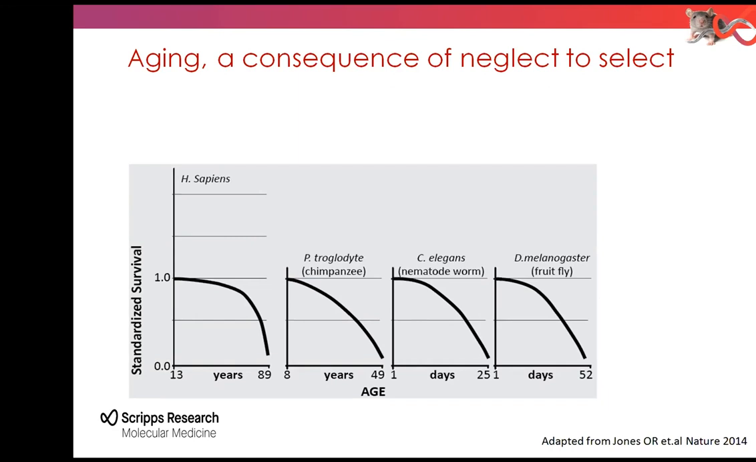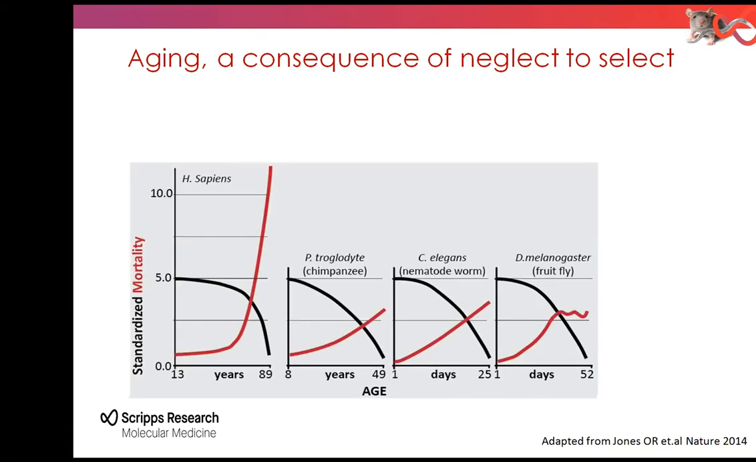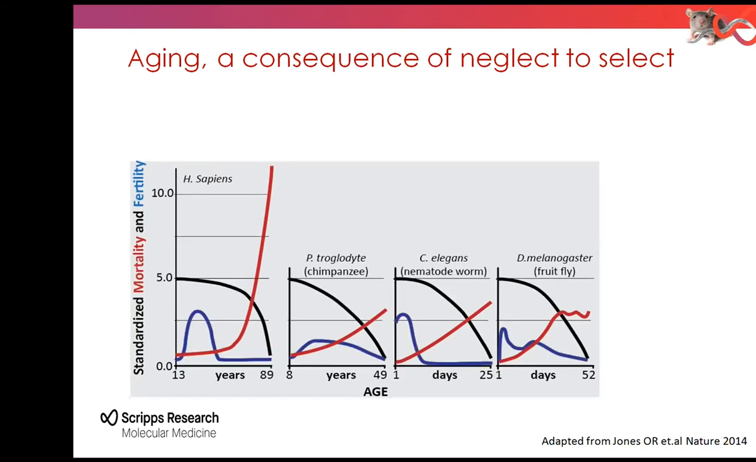So what you see here are survival curves from humans, chimpanzees, worms, and flies. They depict the fraction of individuals alive at a certain age, at different time scales, years for humans and chimpanzees, days for worms and flies. Now let's superimpose mortality, which essentially tells you the probability to die at a certain age, and not surprisingly, that mortality goes up dramatically. And if we now superimpose fertility data, we see that when fertility is high, mortality is low.